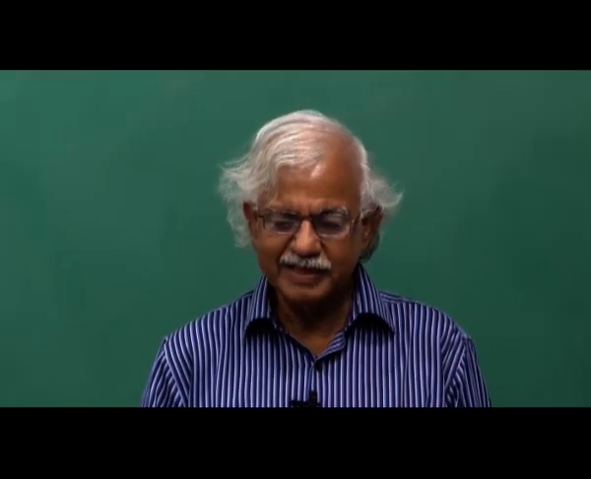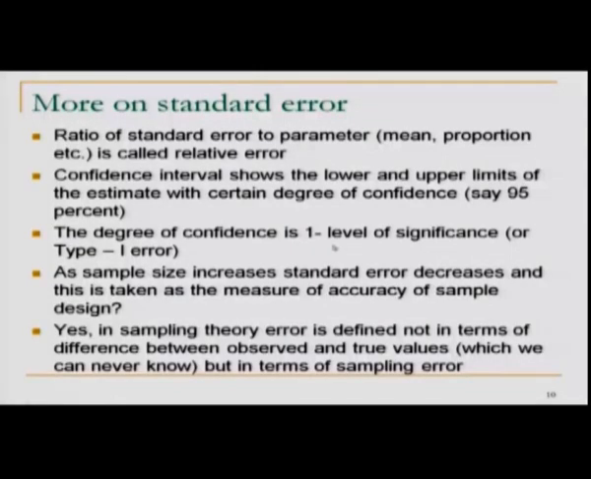The degree of confidence is 1 minus the level of significance or type 1 error. Type 1 error is defined as the probability of rejecting the null hypothesis when it is true. So, when I am saying 95% confidence, it means the type 1 error in my results is 5%. If I am saying 99% confidence interval, then the level of significance is 1%.